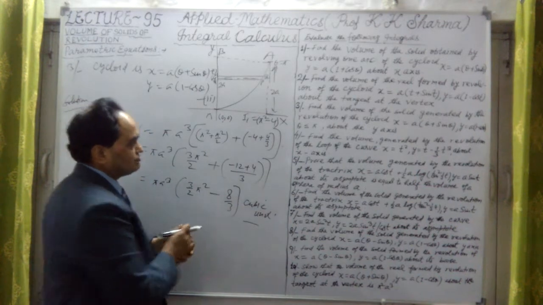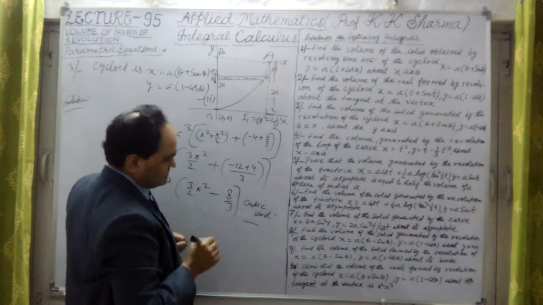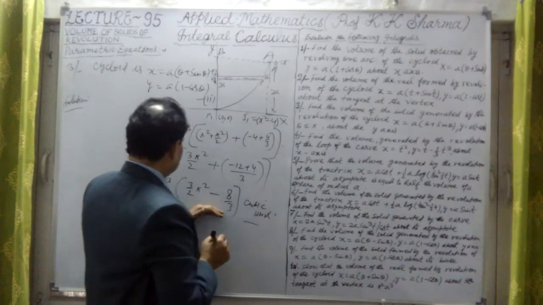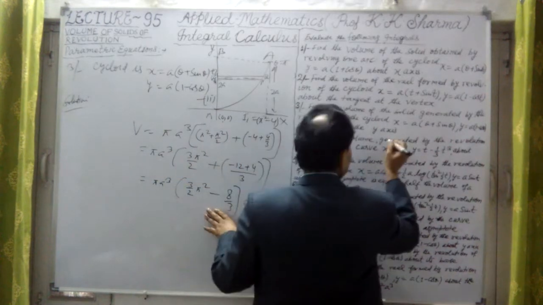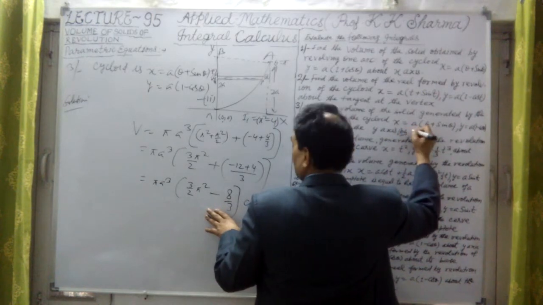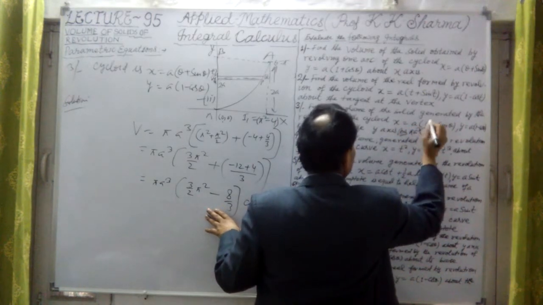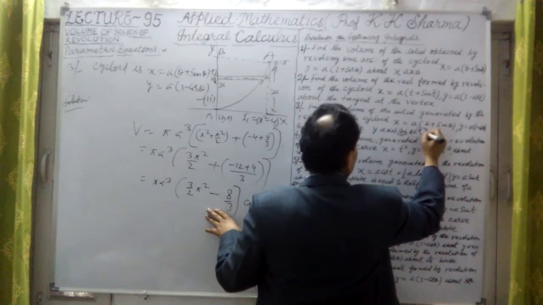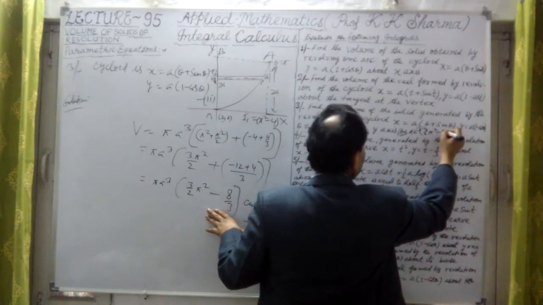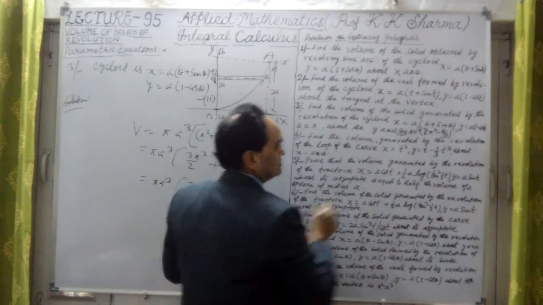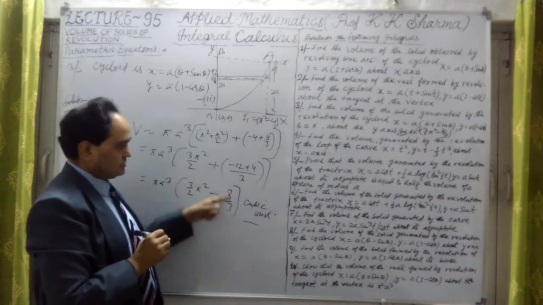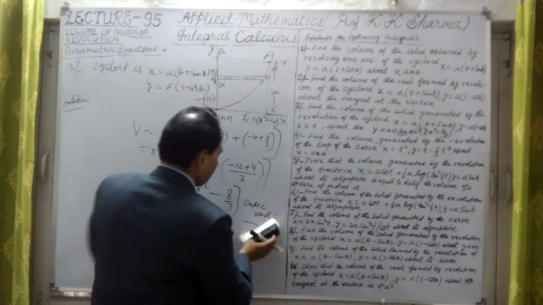So this is question number 3. Let me write here the answer of this question number 3, so that it can be applied somewhere else. The answer is pi a cube into 3 by 2 pi square minus 8 by 3. This is the question 3 answer.